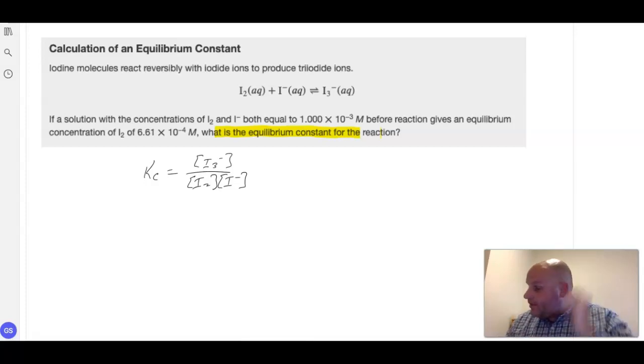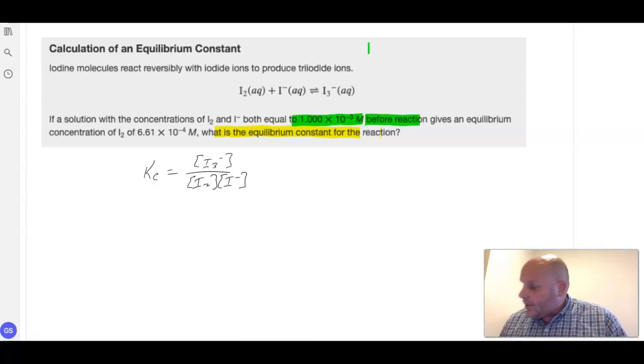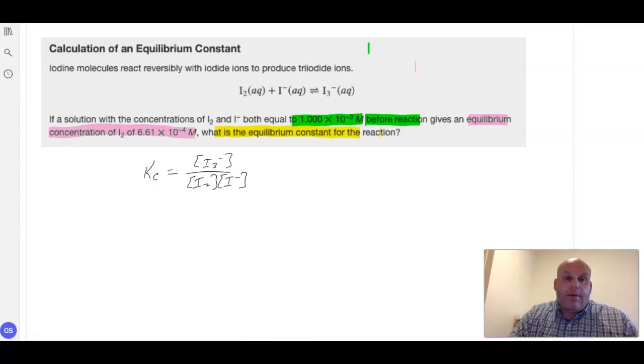Now, what is the problem giving us? This is where we run into a little bit of an issue. If you look here, this value of concentration for the I2 and I minus is before the reaction. Okay, so those are not equilibrium concentrations. This is an equilibrium concentration for the I2. So I have to do some work here to get all three of my equilibrium concentrations.